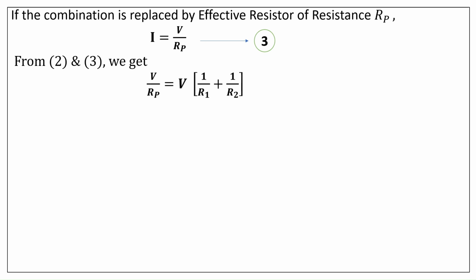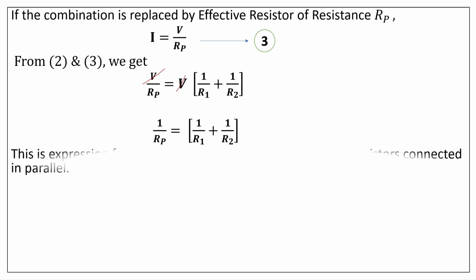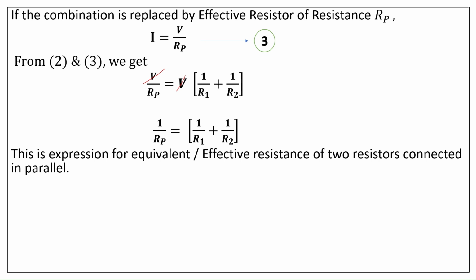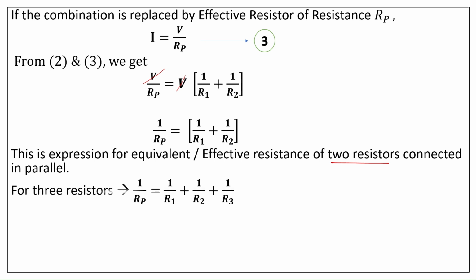If the combination is replaced by an effective resistor of resistance Rp, I is equal to V by Rp. Mark as equation 3. From 2 and 3 we get V by Rp is equal to V into bracket 1 by R1 plus 1 by R2. Cancel V on both sides. We get 1 by Rp is equal to 1 by R1 plus 1 by R2. This is the expression for equivalent or effective resistance of two resistors connected in parallel.